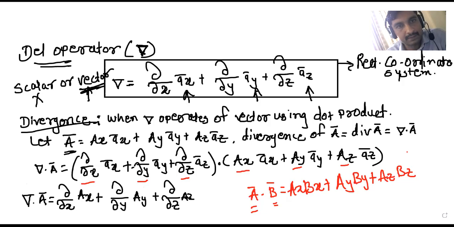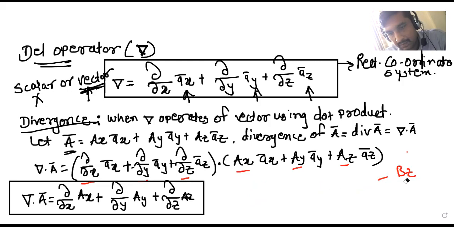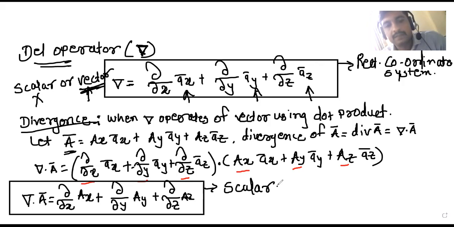Now, if you observe this, tell me whether it is a scalar quantity or a vector quantity. It's a scalar quantity, correct. It's a scalar quantity, because if you observe this equation, you will not find any term like a bar x, a bar y or a bar z. So that's why I can say this is a scalar quantity.